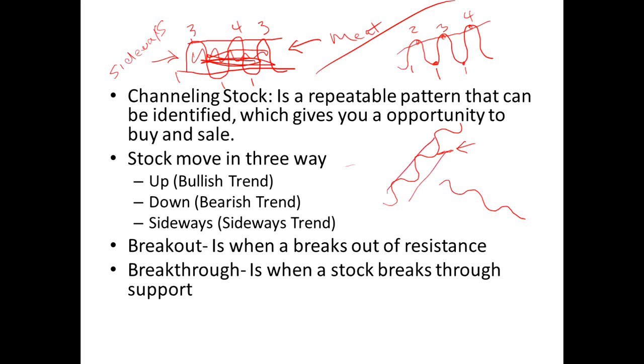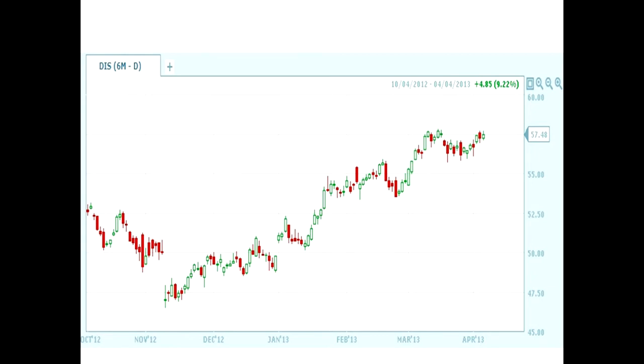A breakthrough is when the stock actually breaks through support. So it's the complete opposite of a breakout. Instead of the stock hitting 1 multiple times, it breaks through and hits 0. It breaks through, and that's considered trending down. All right, I have a few examples for you. I'm going to show you some examples right here. As you can see, this stock is actually trending up. It started from 47.50 and then it ended up at 57.48.